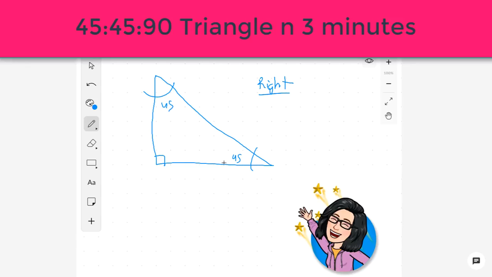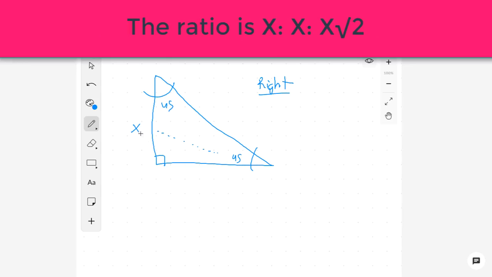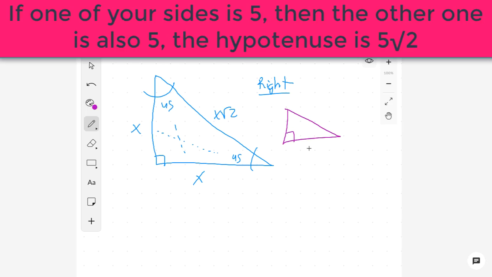Look, if you do the opposite of the angle, you're going to find that this is x, and this is x square root of 2. So for example, let's say that this is 90 and this guy is 5, and they tell you this is 45, then you guess this is 5 square root of 2.